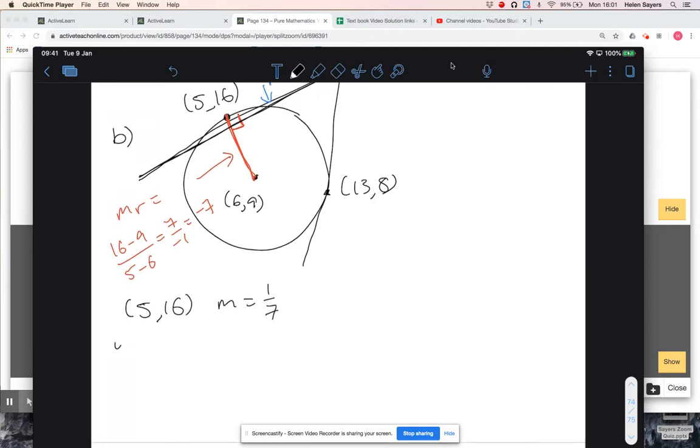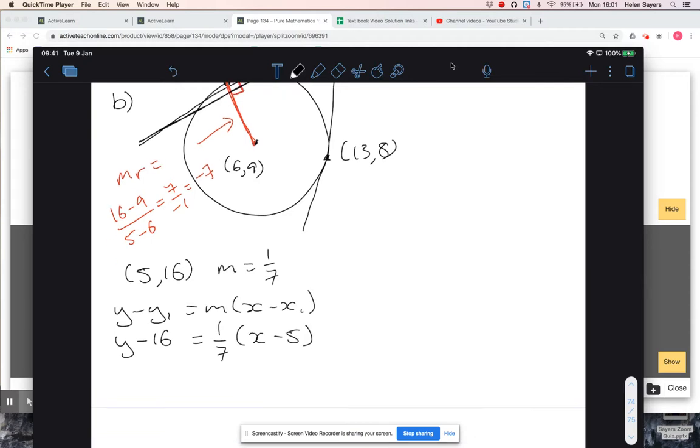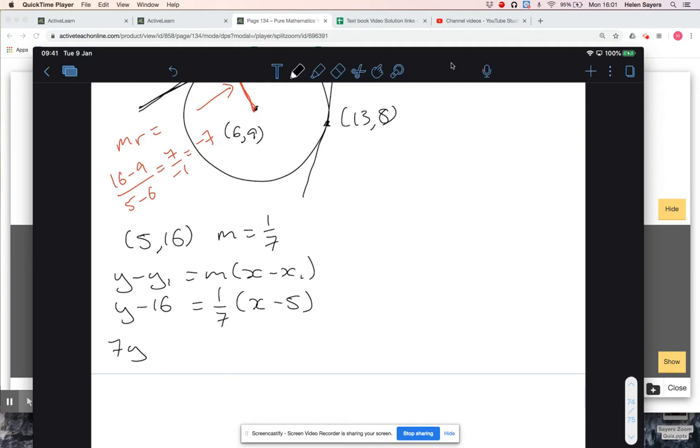So I'm going to use y minus y1 is m times x minus x1. So y minus 16 is m times x minus 5. I'm going to multiply it by the 7. I'm going to do 7 times 16 on my calculator.